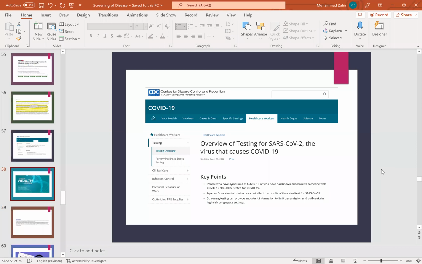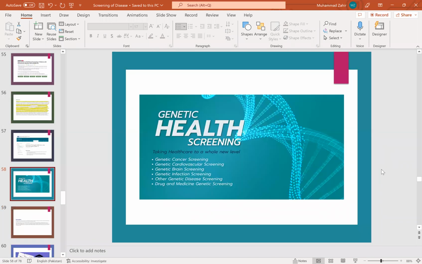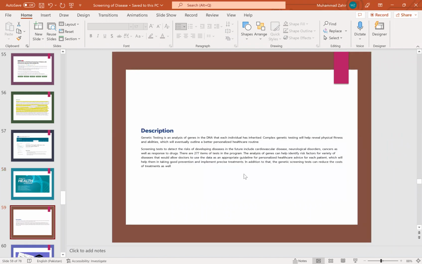Genetic health screening is a new thing, taking healthcare to a new level. It includes genetic cancer screening, cardiovascular, brain, infection and genetic disease screening, and drug and medicine genetic screening. Screening tests to detect a developing disease in future indicate that the analysis of genes can help identify risk factors for a variety of diseases, allowing doctors to use the data as guidelines for personalized healthcare advice for each patient, which will help in prevention and precise treatment. In addition, genetic screenings can reduce the cost of treatments as well.